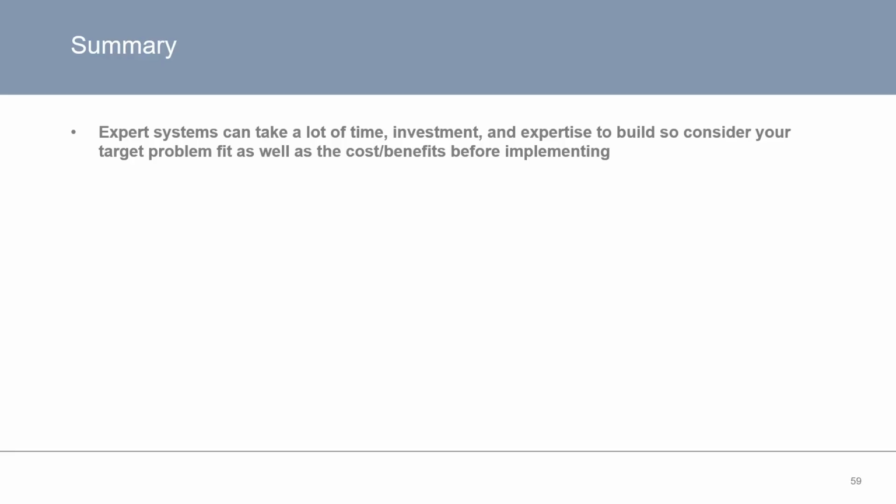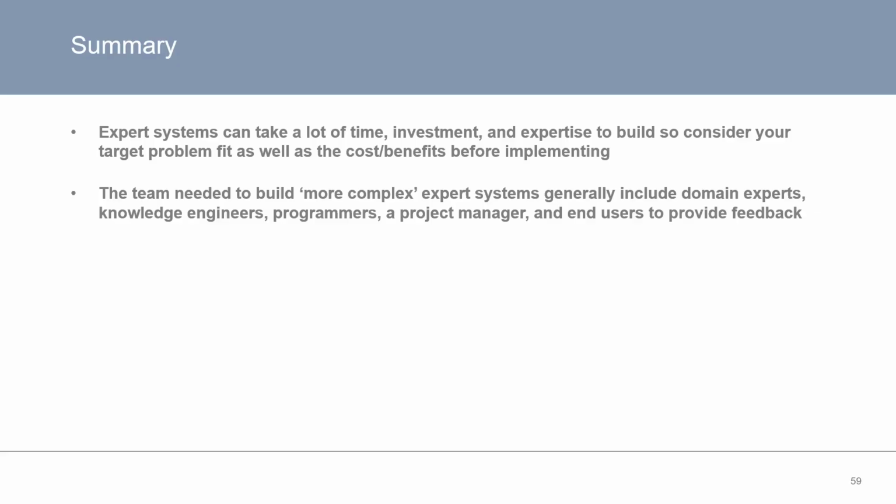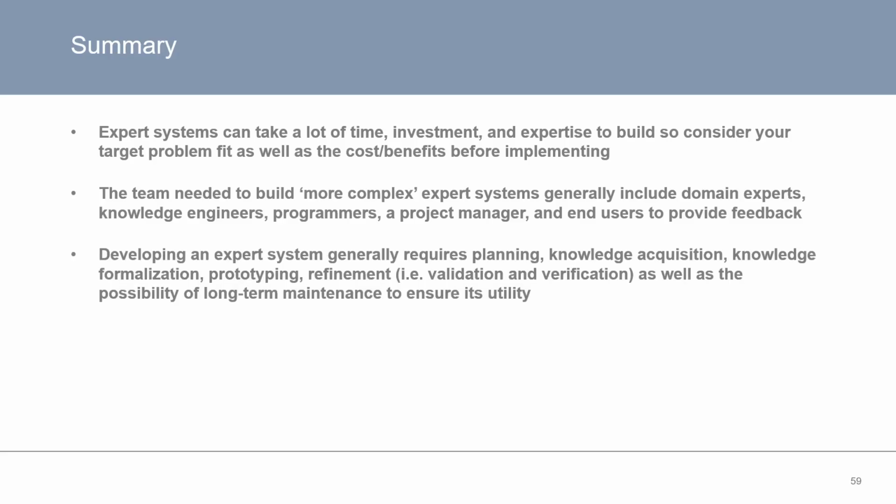To summarize this lecture, expert systems can take a lot of time investment and expertise to build, so consider your target problem fit as well as the cost benefits before implementing. The team needed to build more complex expert systems generally include domain experts, knowledge engineers, programmers, a project manager, and end users to provide feedback. Developing an expert system generally requires planning, knowledge acquisition, knowledge formalization, prototyping, refinement through validation and verification, as well as the possibility of long-term maintenance to ensure its utility.